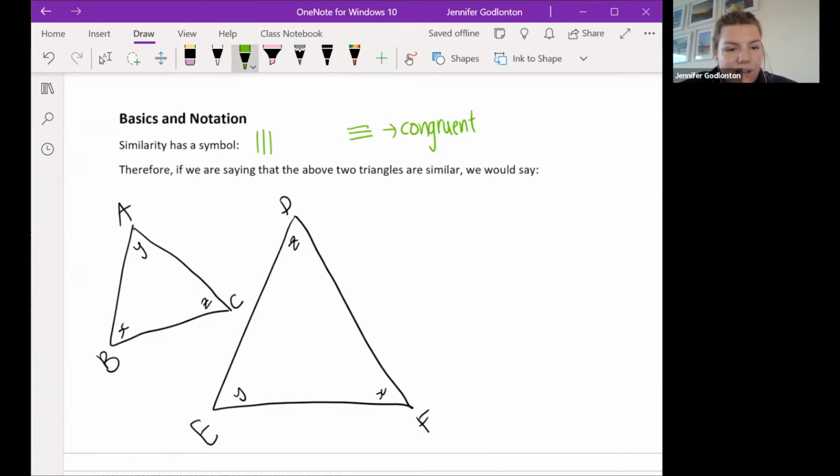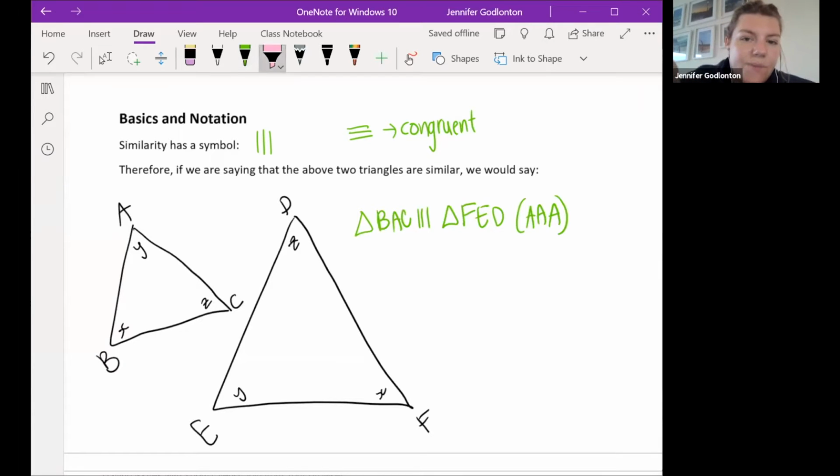Okay, so I'm seeing in the chat we've got BAC. Nice. Glorious. Okay, so we've got triangle BAC would be similar to triangle FED, and our reason would be AAA, because all of the angles are the same. So just be careful with how you write the order of things.